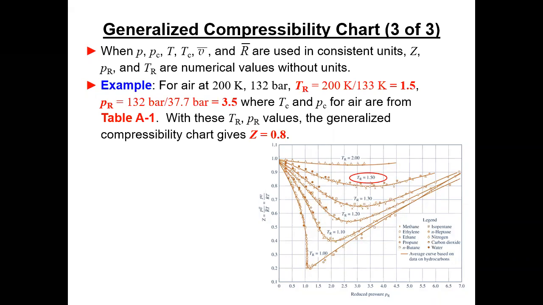Okay, and so there's the curve for the reduced temperature, 1.5. And you go up to that curve from the reduced pressure, and then you read over and you get 0.8. Nothing hard about that. Then you use that 0.8 in PV equals ZRT, and bingo, you go ahead and solve the equation.